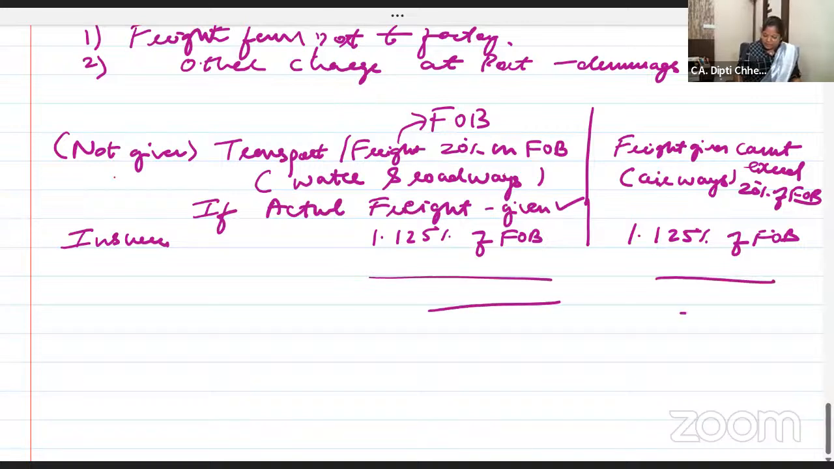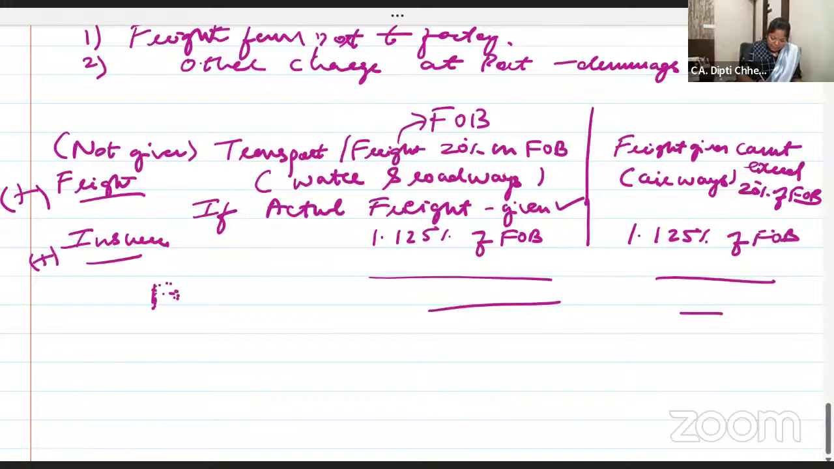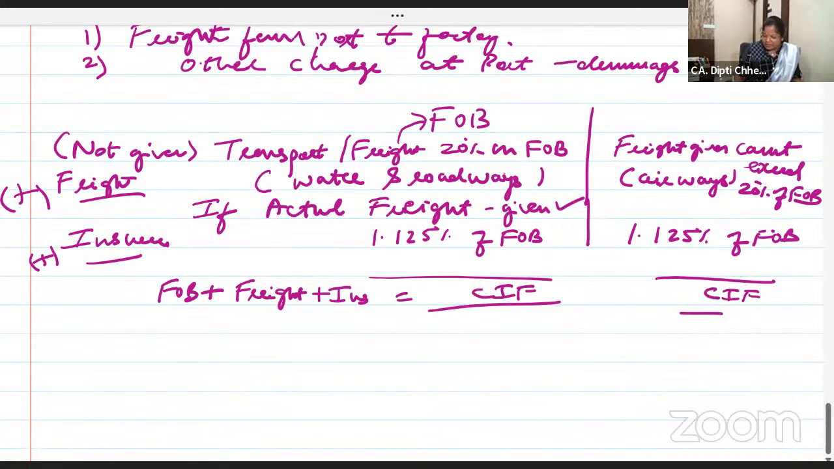Now what you get? Your freight and insurance. FOB. I'm writing here also. I hope you all are comfortable writing. Don't take the screenshot, beta, write it once and it will be clear to you. FOB plus freight plus insurance. You get what? CIF. And now the custom duty. Basic custom duty is chargeable on the CIF. Till here it is fine.